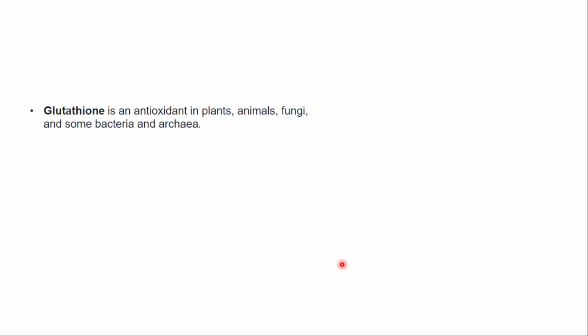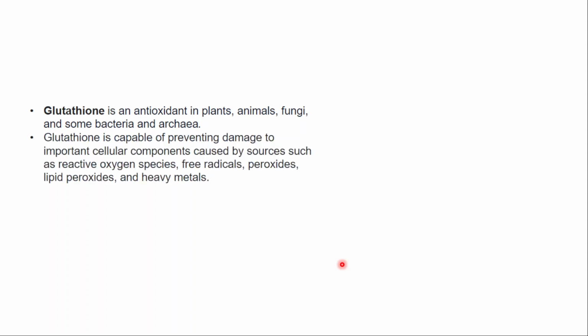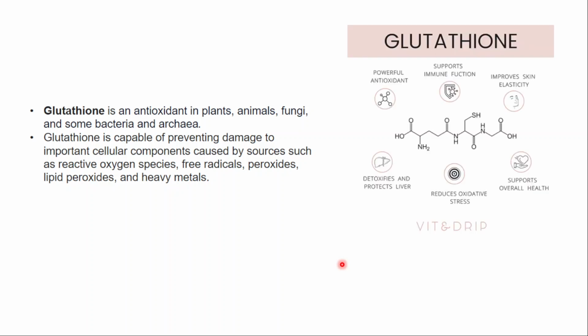Now the third option that we had was glutathione. What is glutathione? Glutathione is an antioxidant in plants, animals, fungi, and some bacteria and archaea. So this is an antioxidant found across the living phyla, found in plants, animals, fungi, and even some bacteria and archaea. Glutathione is capable of preventing damage to important cellular components caused by sources such as ROS, reactive oxygen species, free radicals, peroxides, lipid peroxides, and heavy metals. So the role of glutathione has always been to prevent damage to cellular components.